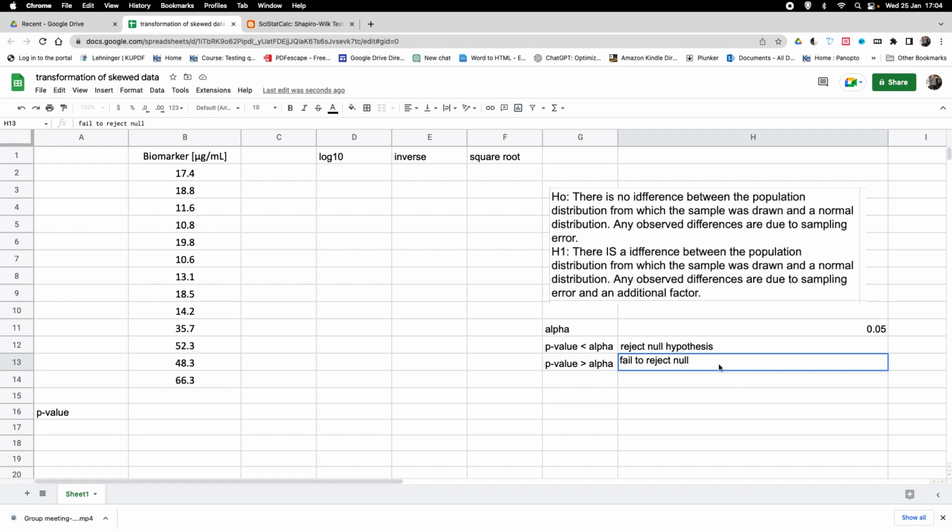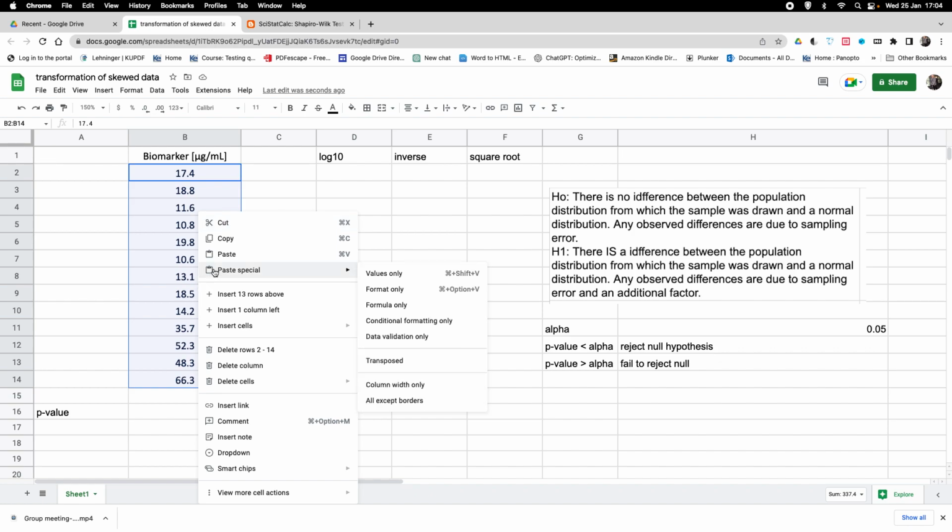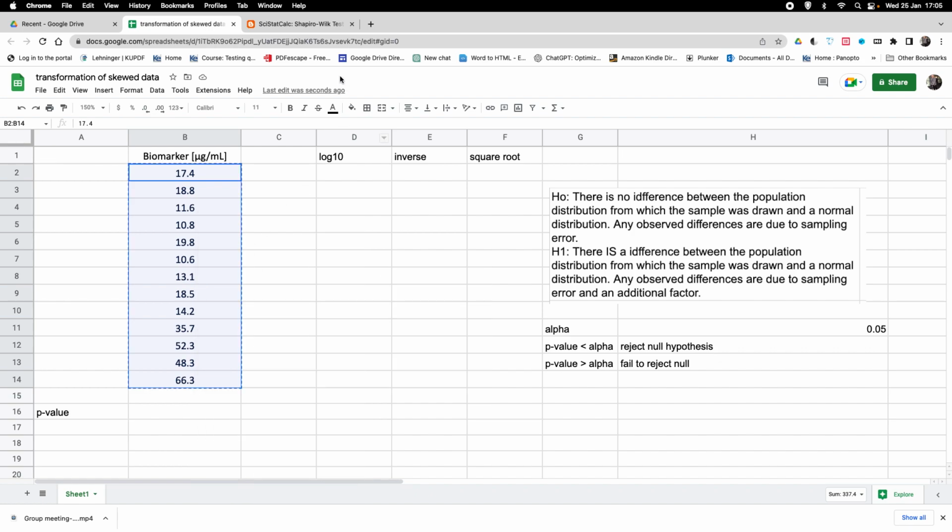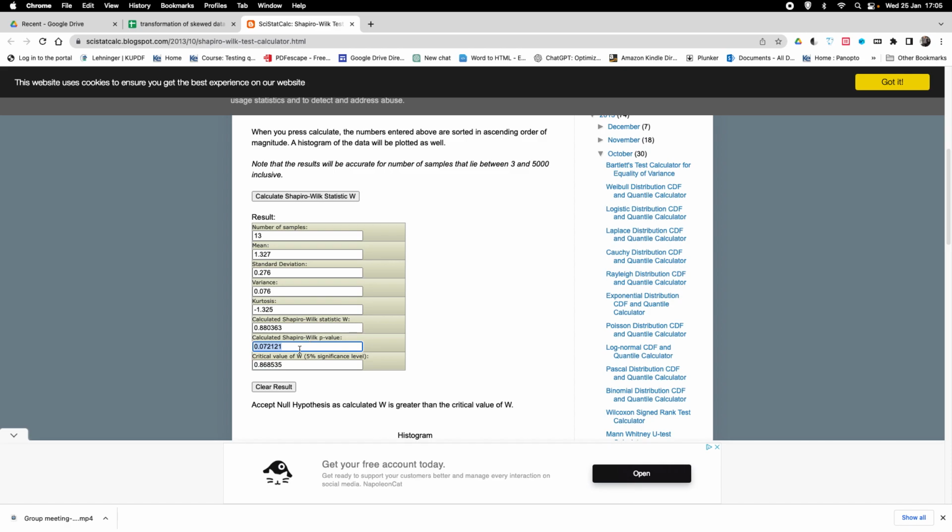Now, calculating a Shapiro-Wilk test is not for the faint-hearted, so it's not very easy to do that in Google Sheets or Excel. So luckily we can get an online calculator, and I will leave the link to this calculator in the description to this video. So all we need to do is copy the data and go to this calculator.